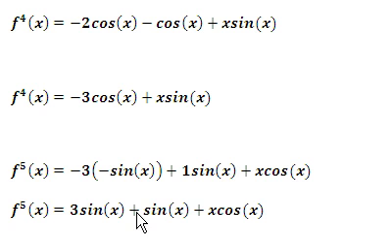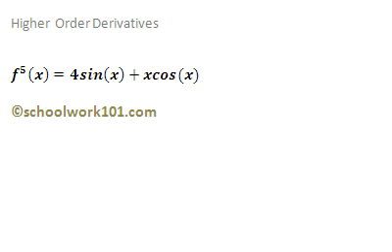So we have positive 3 sine x plus sine x plus x cosine x. We have some like terms here. We have a coefficient of 3 and a coefficient of 1, so we can join those together, and then we just end up rewriting this part. So this is the fifth derivative of f, and our final answer is 4 sine x plus x cosine x. So hopefully that will help you out on how to take derivatives of higher order.